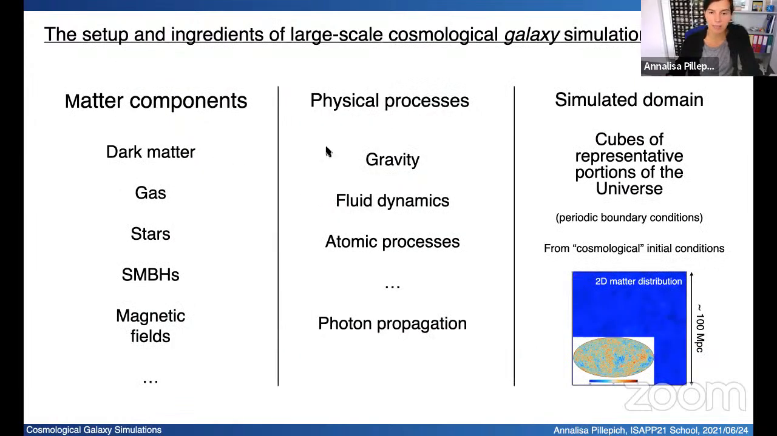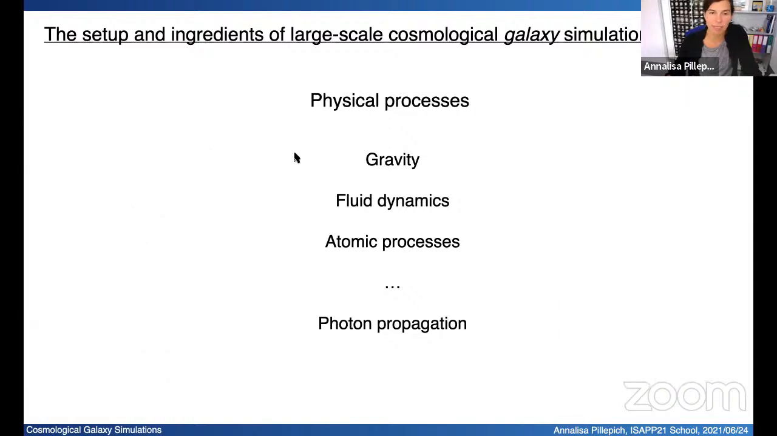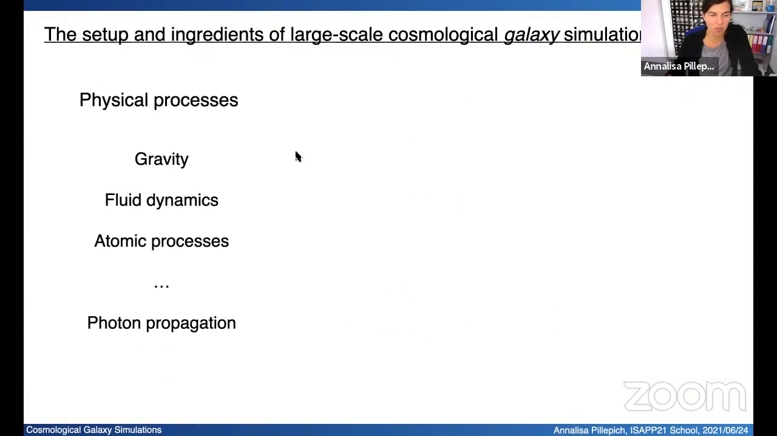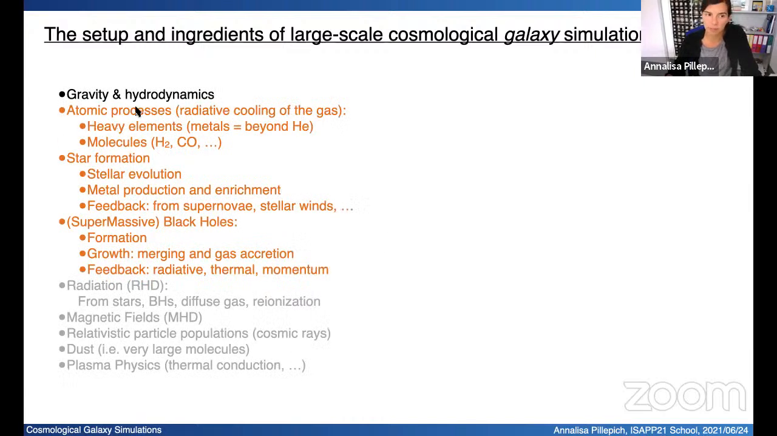So we go back to this slide of the setup of the ingredients: matter components, physical processes, the domain you want to simulate. And we focus on the physical processes. We've talked about gravity, we've talked about fluid dynamics. We have also talked about cooling and the fact that atomic processes like radiative cooling of the gas must be included in your equations. But there's a number of other physical processes that might be relevant depending on the problem you are doing.